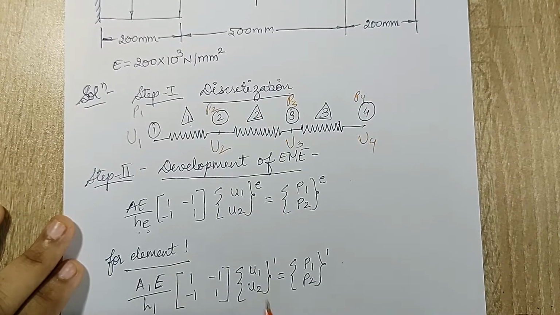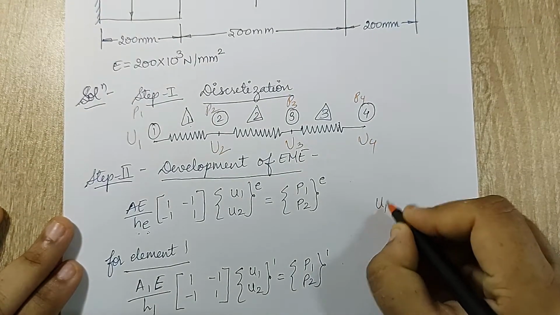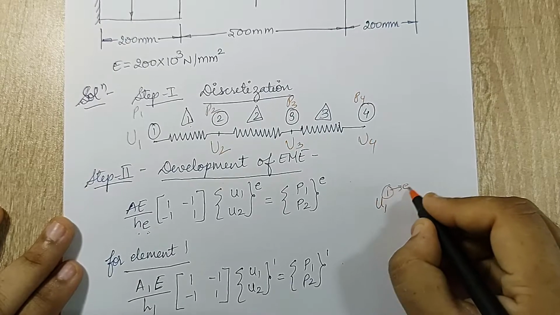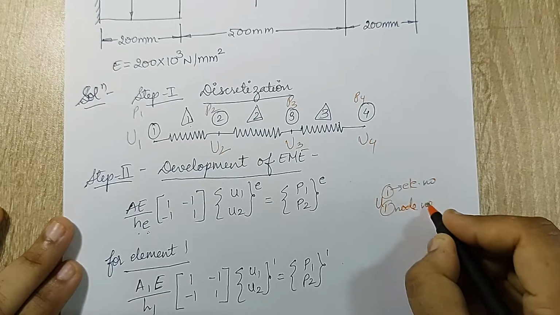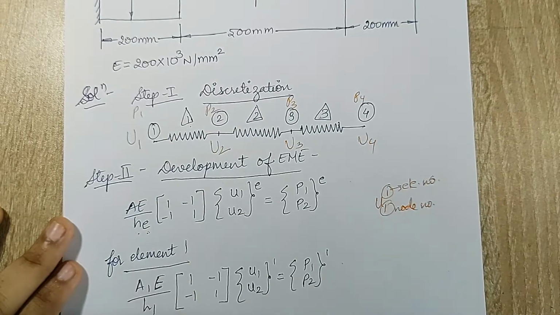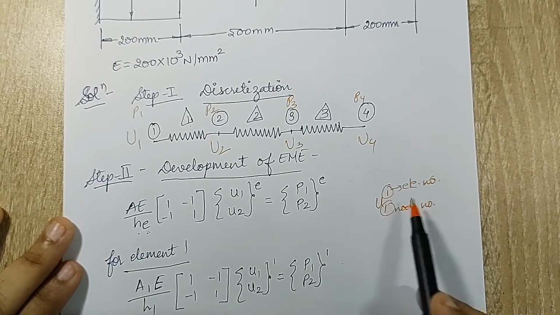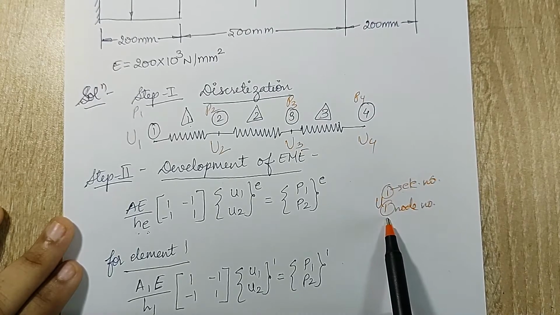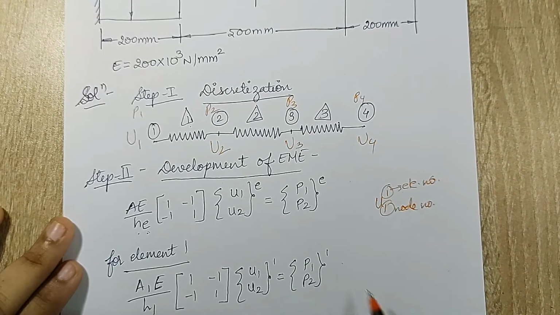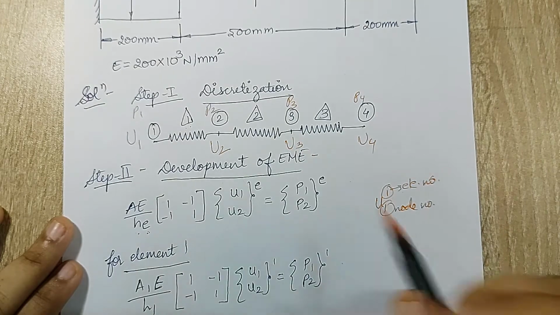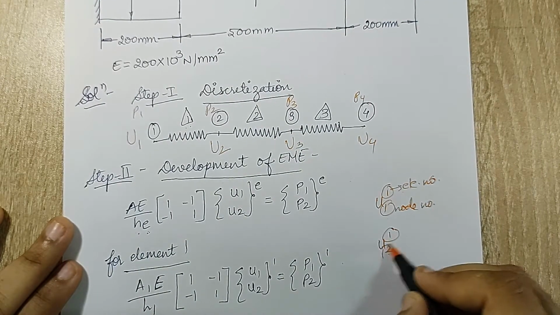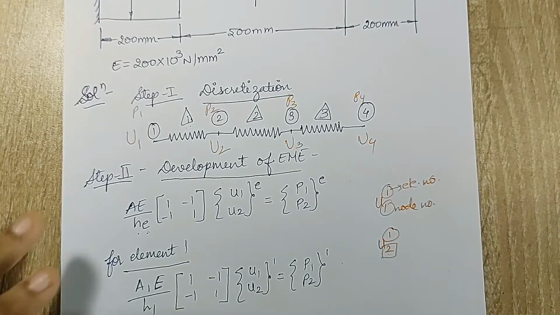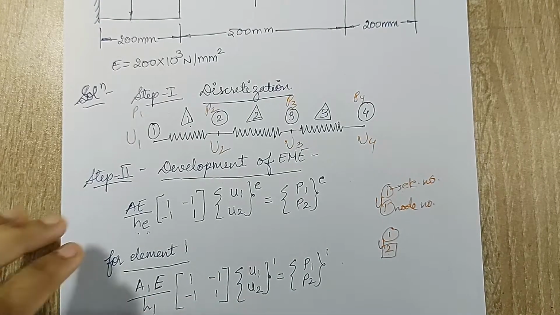Now this means that if I write it separately, this indicates the element number and this indicates its node. So this is the node number and this is the element number, and U is displacement. So for the first one, on the first node, the displacement is U1, and for the first element, the second node has displacement U2. So this is my element number and this is my node number. So first element is between node U1, U2.